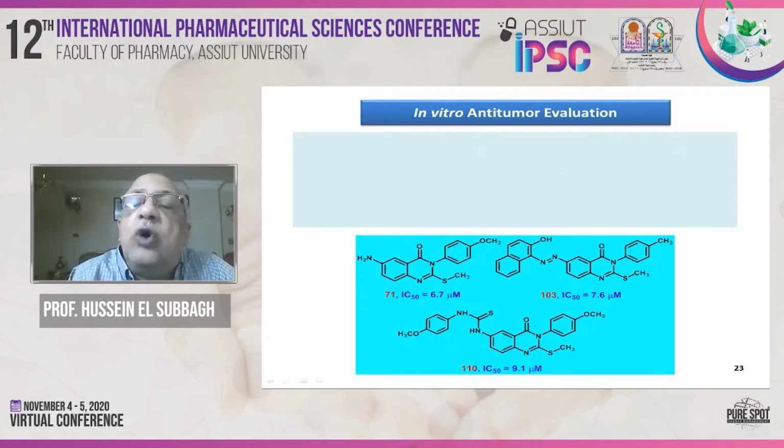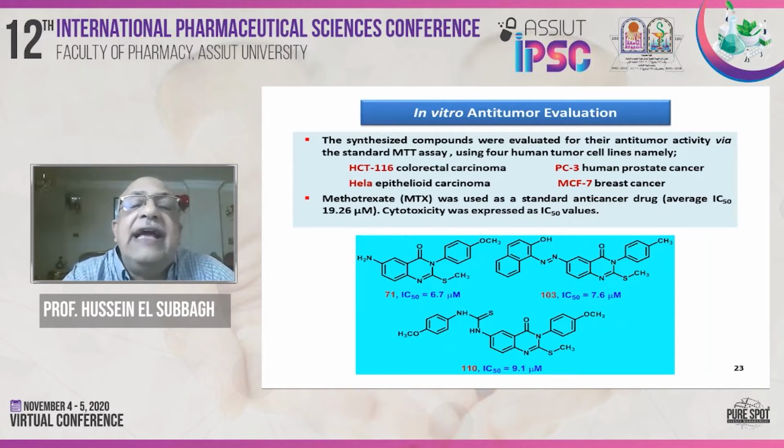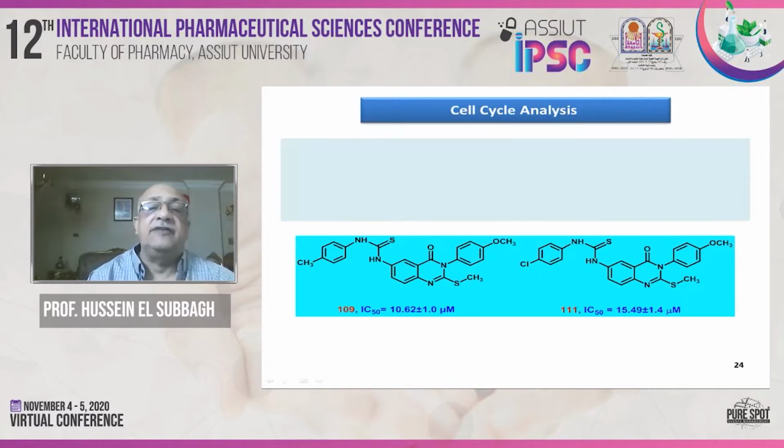We also took the compounds to test them against 4 different types of tumors: colorectal, prostate, epithelioid carcinoma, and breast cancer. And we made an average IC50 to allocate 3 different active compounds, as you see, with IC50 ranging between 6.7 to 9.1 micromole. In general, less than 10 micromole IC50.